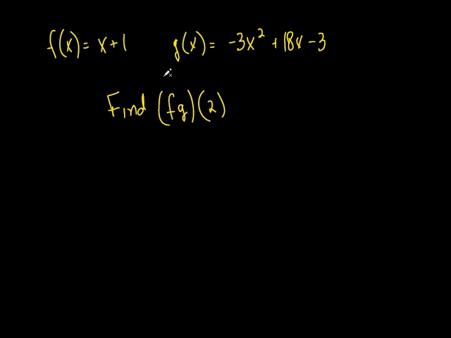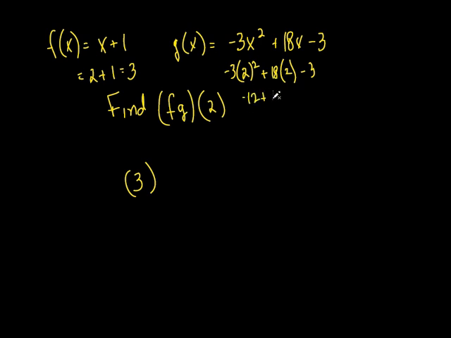Okay, so that's what we're going to do. We're just going to do a little substitution. So put a 2 in for this. So it's going to be 2 plus 1, which is what? 3. So f of x is 3. Now put a 2 in for the g function. Put a 2 in for this. So it's negative 3 times 2 squared plus 18 times 2 minus 3. What's that? That's 4. That's negative 12. That's plus, oops, what did I do? 36 minus 3.